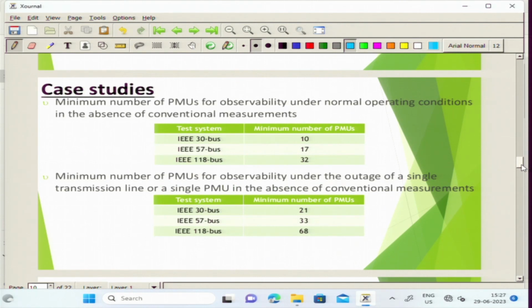So minimum number of PMUs for observability under normal operating conditions in the absence of conventional measurements, you can see here, IEEE 30 bus, again we had considered 14 bus system. Similarly, if you extend this to other standard IEEE systems like 30 bus, 57 and 118, you will get to know that during normal condition minimum would be 10, 17 and 32, whereas if you consider the minimum number of PMUs for observability under the outage of a single transmission line or a single PMU, then in the absence of conventional measurements, the number of PMUs would increase to 21, 33 and 68. It is almost doubled.